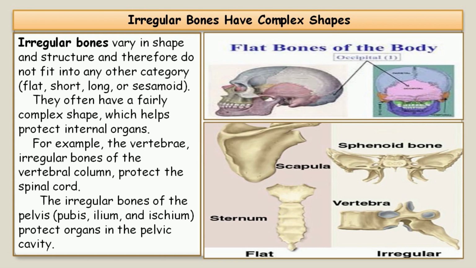Irregular bones have complex shapes. Irregular bones vary in shape and structure and therefore do not fit into any other category. They often have a fairly complex shape which helps protect internal organs. For example, the vertebrae, irregular bones of the vertebral column, protect the spinal cord. The irregular bones of the pelvis protect organs in the pelvic cavity.